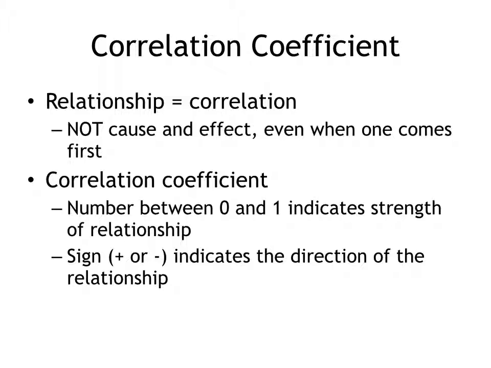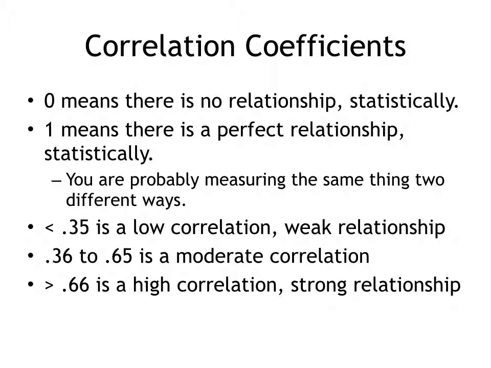So let me explain a little bit more about that. 0 means that statistically there is absolutely no relationship between those two variables. So some examples of this would be the length of your nose and your marital happiness, or the size of your index finger and your intelligence. There, you're going to find no relationship statistically.